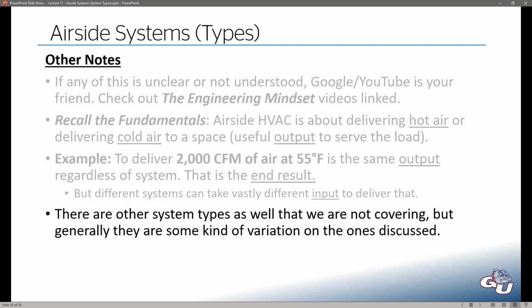There are some other system types we're not covering, but generally speaking, they are some kind of variation on the ones we've talked about. If you watch those YouTube videos, they do go a little more in depth. For example, when we're talking about VAV systems, there's a variant on it called a fan-powered VAV system, which has a VAV box, but there's a little fan in the box that helps with air circulation. That's the short answer. I'm not going to get into the depth on that, but if you watch those videos, you will get a little bit of a taste of some of those other variants on these system types.